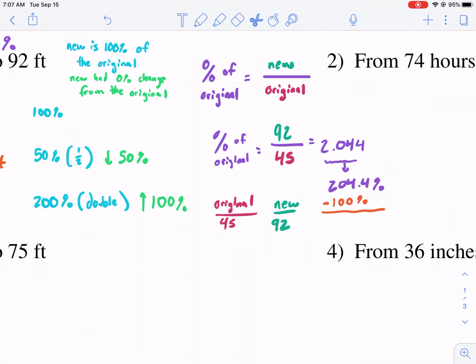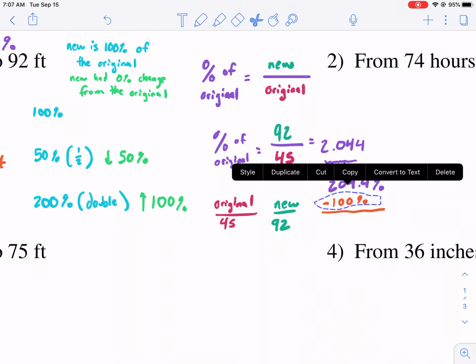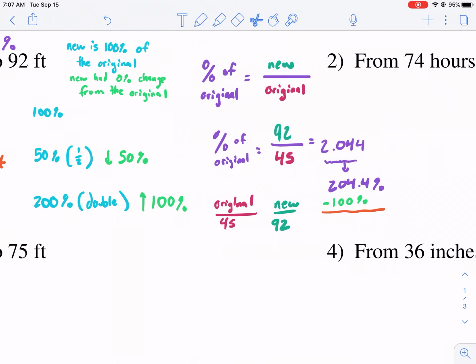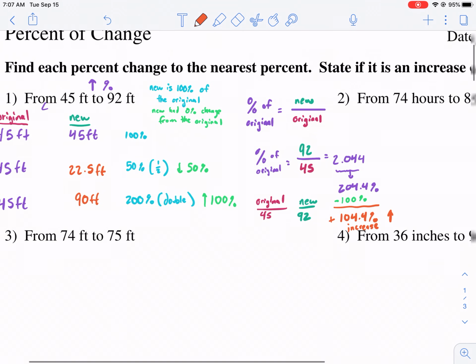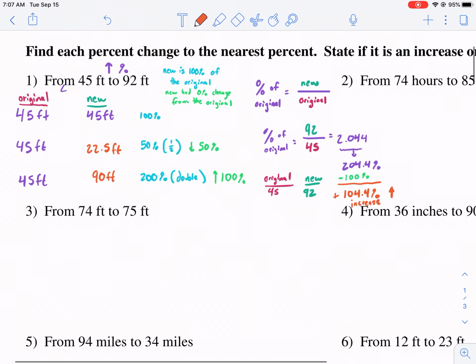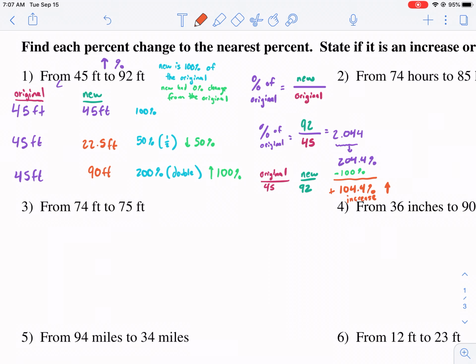Okay, so let me turn this to green. I take away 100% because that's our baseline, that's what the original amount is, and this will tell us our percent change. So this is 104.4%. Now it's a positive, so that means it's going to be an increase. So this is an increase of 104.4%. Okay?